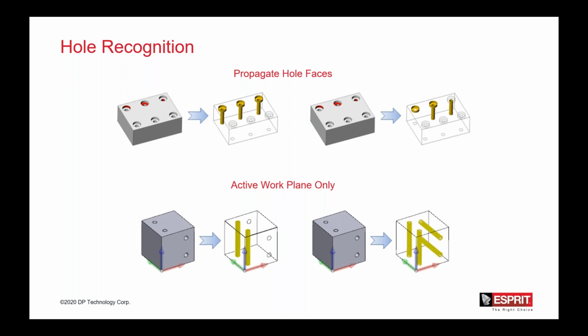Active work plane only is used to recognize holes that are only normal to your W vector of the work plane, the active work plane. So if it's turned on, in the first image there, you can see it only recognizes the 2 holes that are actually normal to that blue or W vector of the work plane. If it's turned off and you select the entire model, it'll actually recognize all of the holes around the model and not just the ones that are normal to your active work plane.